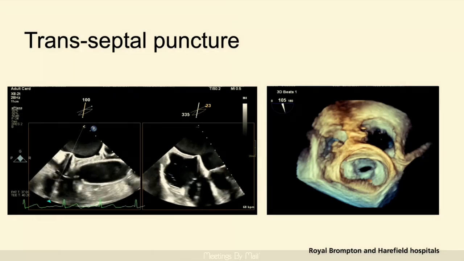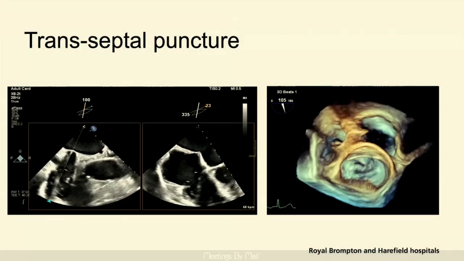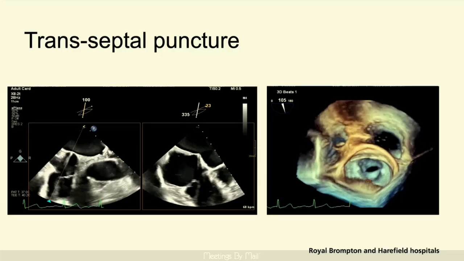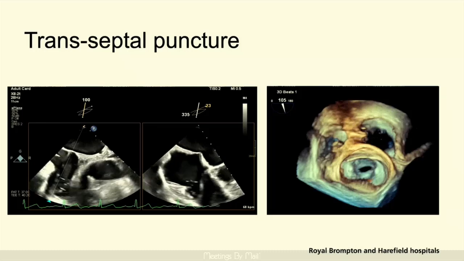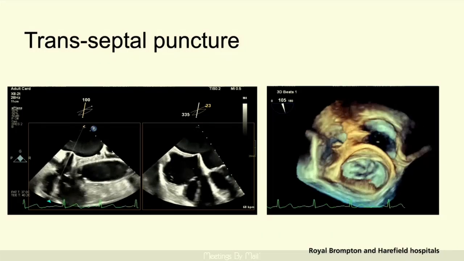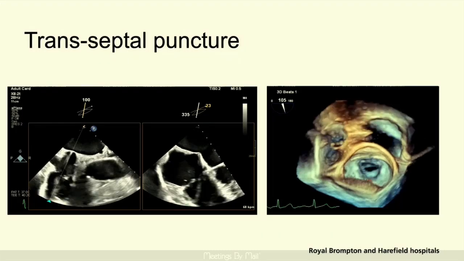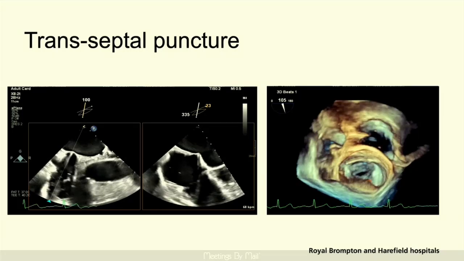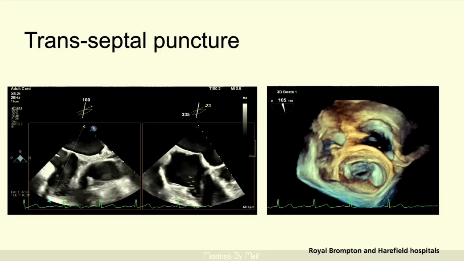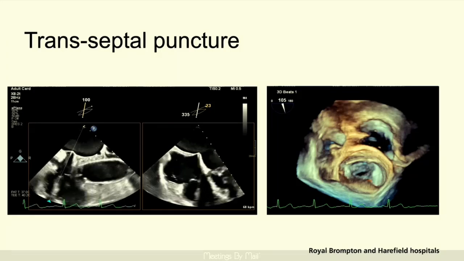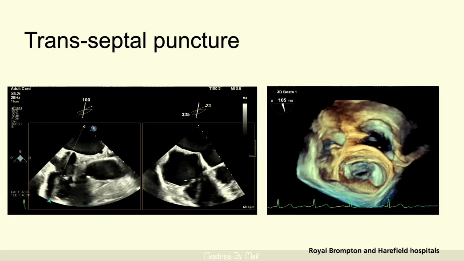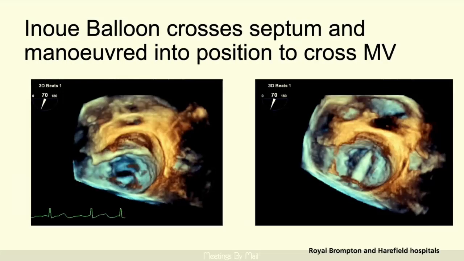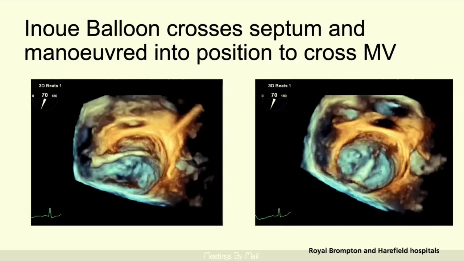So the transeptal puncture, which you've seen explained beautifully before by Michelle, is a similar process using a bicaval view and with X-plane. On the left we have an inferior superior positioning of the septum, and in the right part of the image it's looking at the anterior posterior aspects. So once the transeptal puncture is completed, catheters are then passed through, and then the Inoue balloon is passed and put into position.